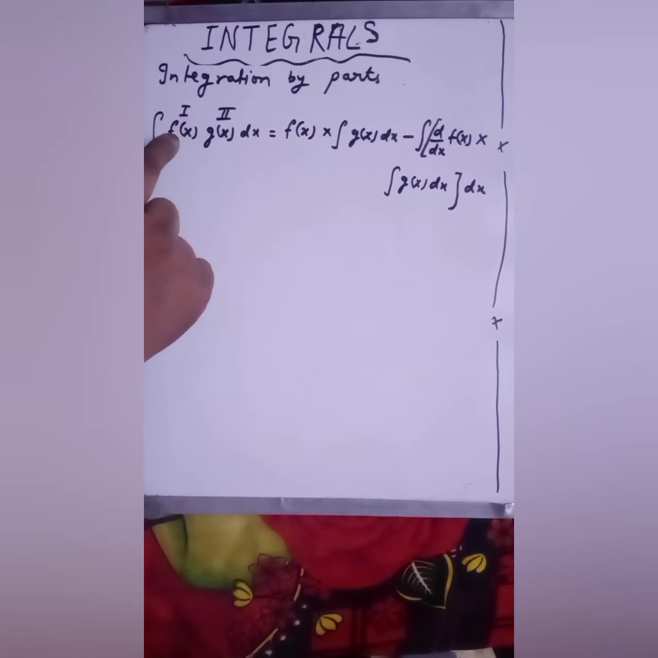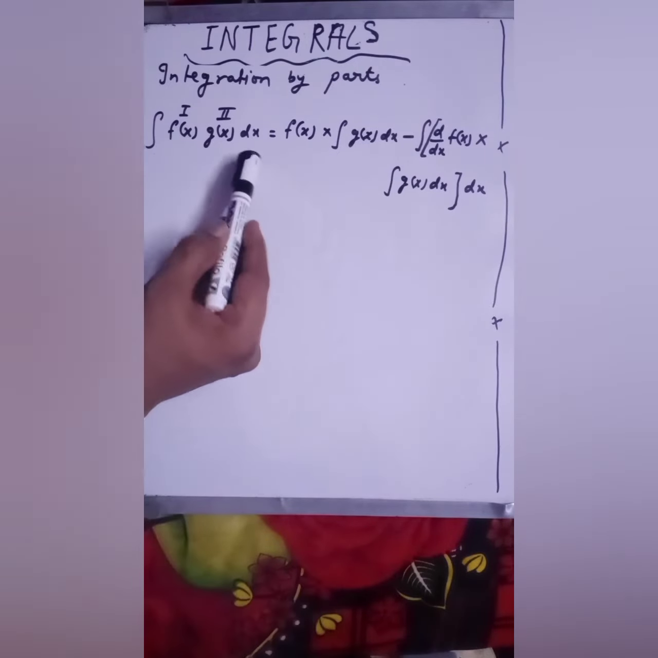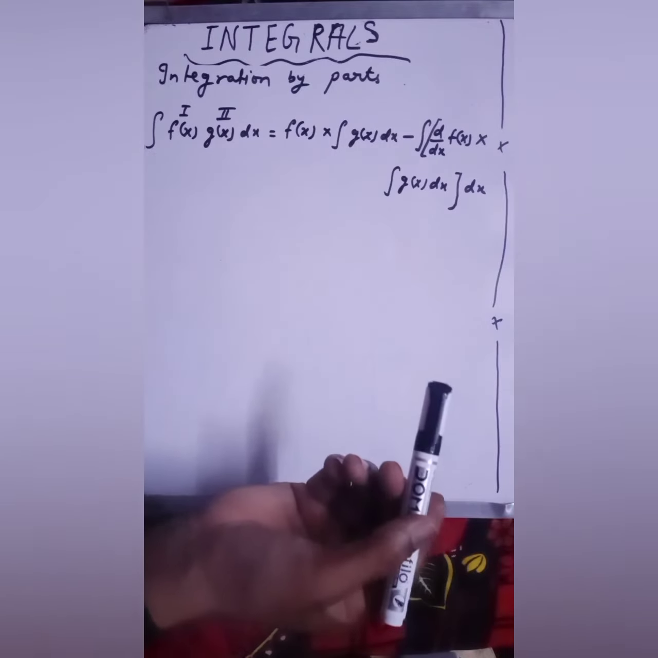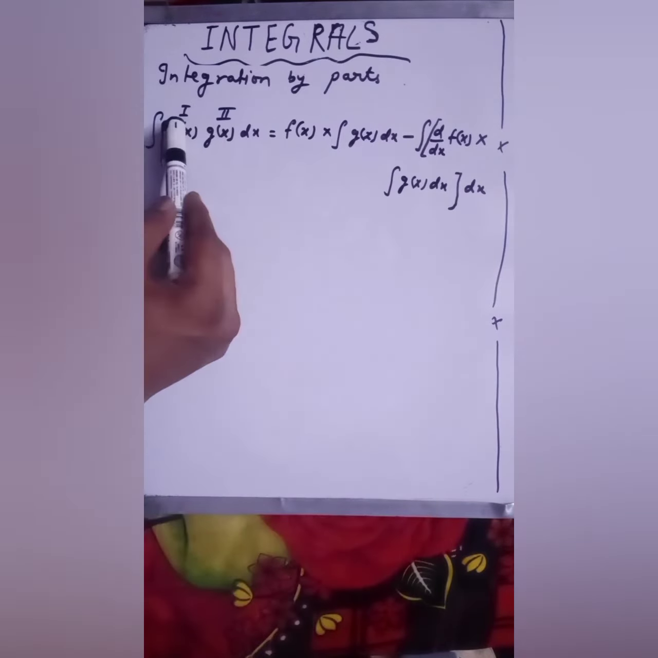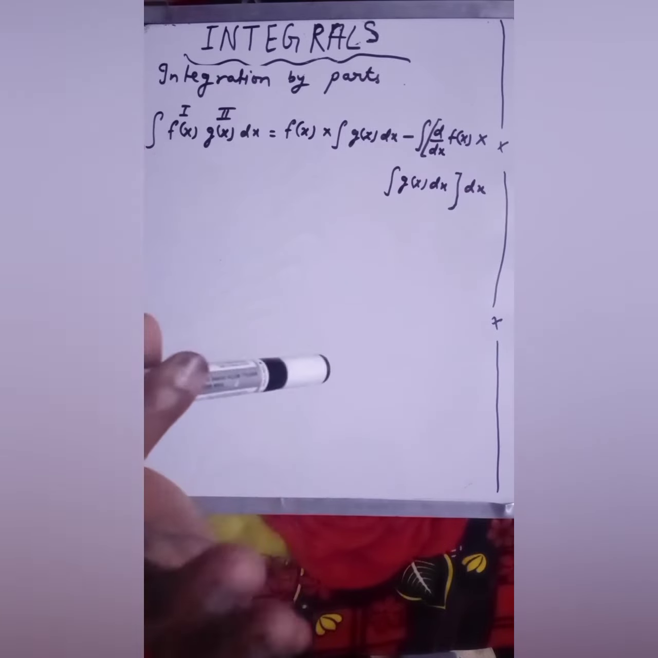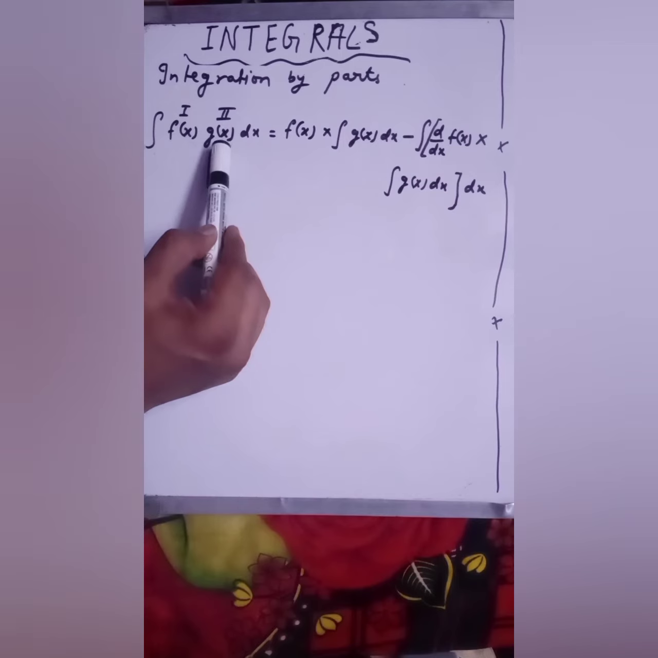Suppose f(x) is your first function and g(x) is your second function. I will tell you how you can decide the first function and the second function. When we do some questions related to that formula, then you will understand. And I will give you a rule for how to choose the first or second function. For now, just assume that this is your first function and this is your second function.